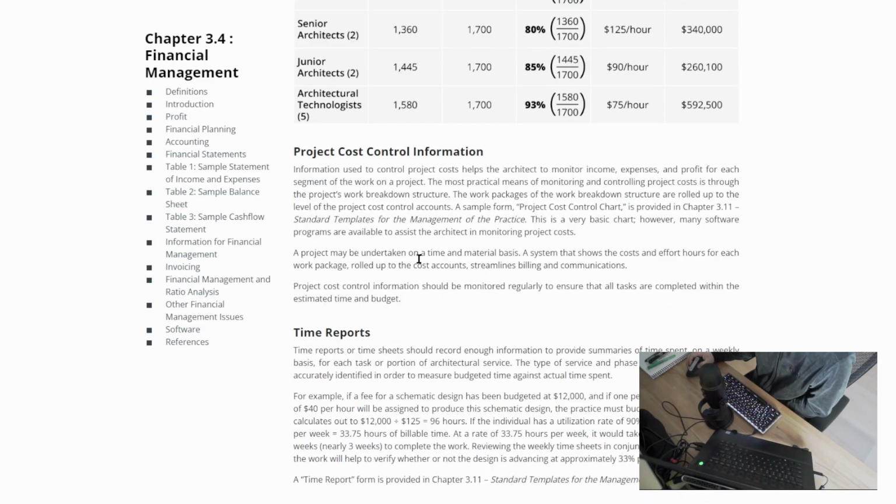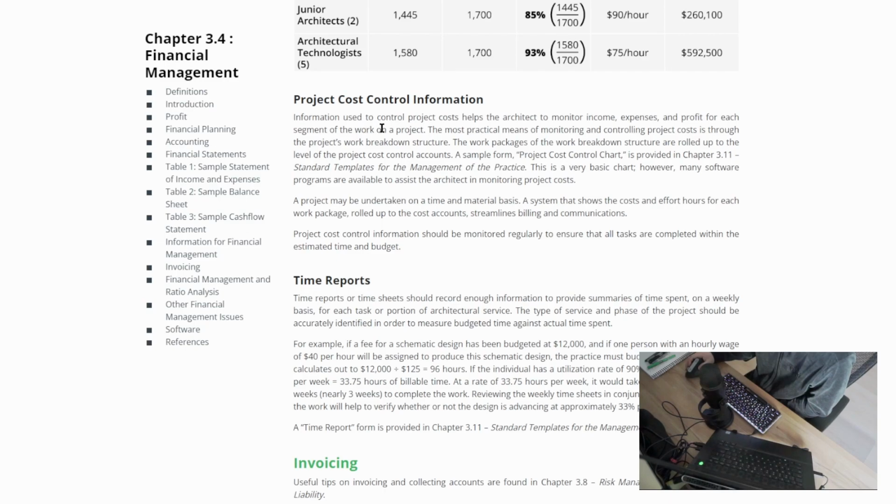Project cost control information. Information used to control project costs helps the architect to monitor income, expenses, and profit for each segment of the work on a project. The most practical means of monitoring and controlling project costs is through the project's work breakdown structure. The work packages of the work breakdown structure are rolled up to the level of the project cost control accounts. A sample form project cost control chart is provided in Chapter 3.11.